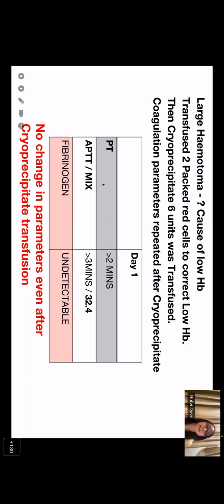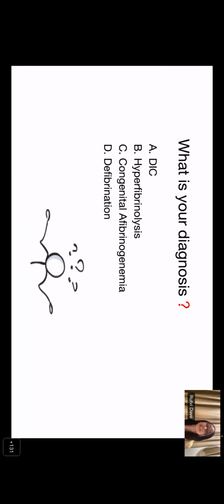After giving cryoprecipitate, the PT is still more than 2 minutes, the APTT is still more than 3 minutes, and the fibrinogen is undetectable. So there is no change in the parameters even after the cryoprecipitate transfusion. What is the likely diagnosis? Is it DIC, hyperfibrinolysis, congenital afibrinogenemia, or defibrination? Defibrination. Hyperfibrinolysis. DIC. Defibrination. Okay, so I'm getting all the possible options.